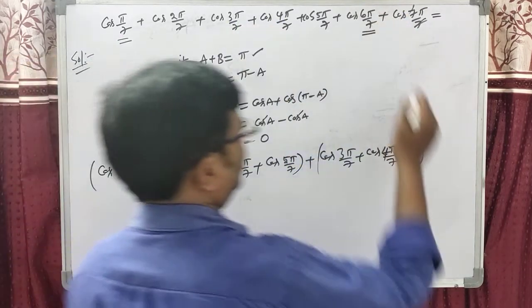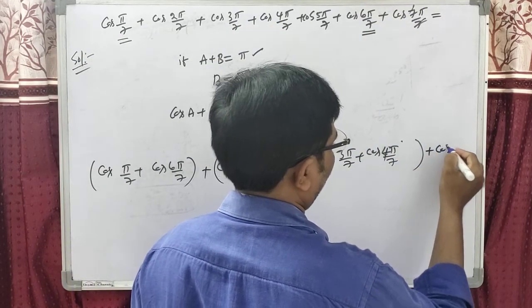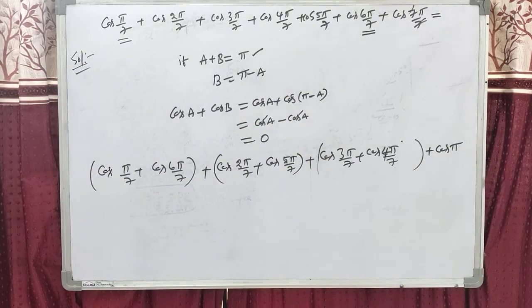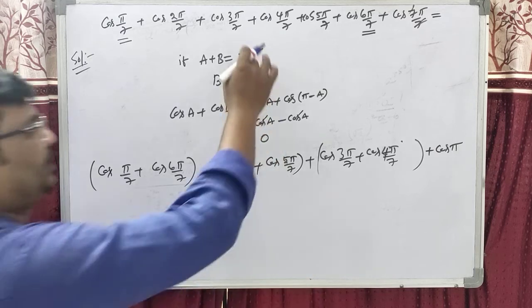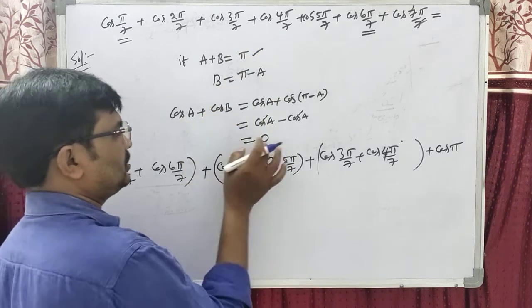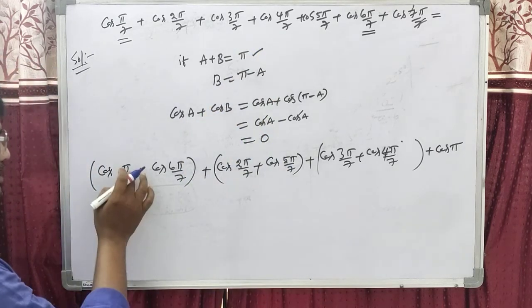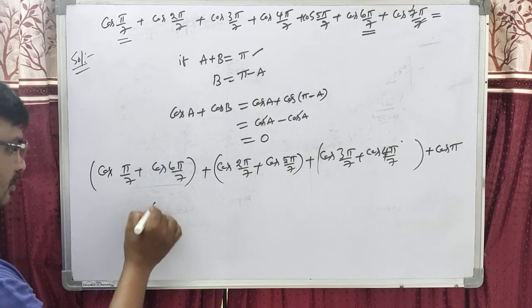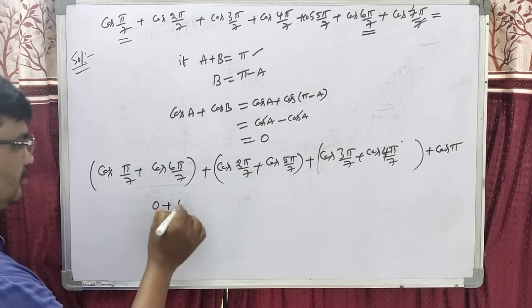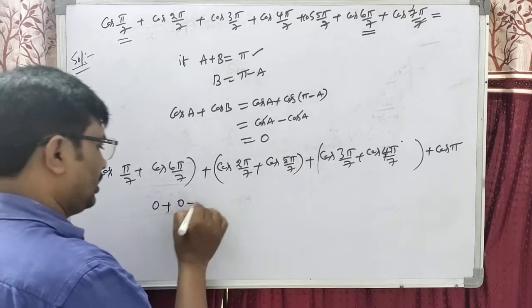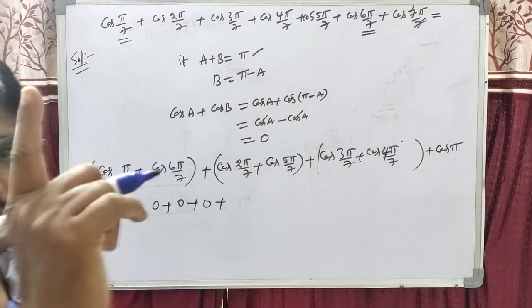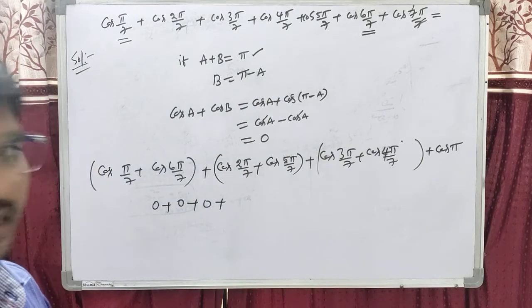The last one is cos pi. How to write it, students? Just now I proved that when the sum of the angles is 180 degrees, the sum is 0. Here also this is pi plus 6 pi, 7 pi by 7 is pi. This is 0, this is also 0, and this bracket will also be 0. The cos pi is minus 1. What is it, students? Cos pi is minus 1.